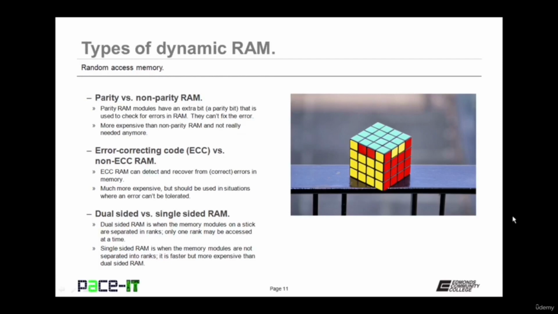Then there's error correcting code RAM, ECC RAM. ECC RAM can detect and recover from errors in memory. It's much more expensive than standard RAM, but it should be used in situations where an error can't be tolerated.